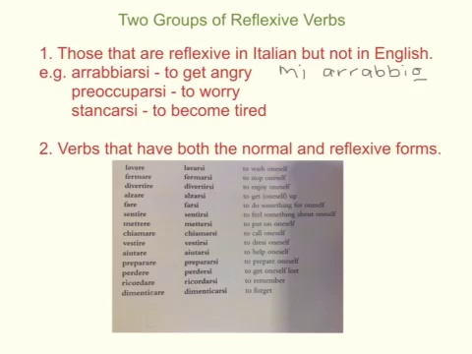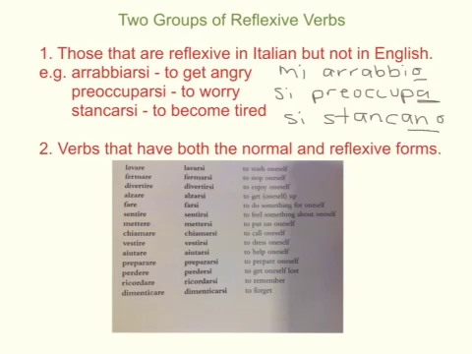Another example is preoccuparsi, which means to worry. Again, it's not reflexive in English, but it is in Italian. So if I was saying she worries, we would say si preoccupa, with that are ending. Finally, stancarsi, to become tired, not reflexive in English, but in Italian, if I wanted to say they get tired, I would say si stancano, using that regular present tense ending again.